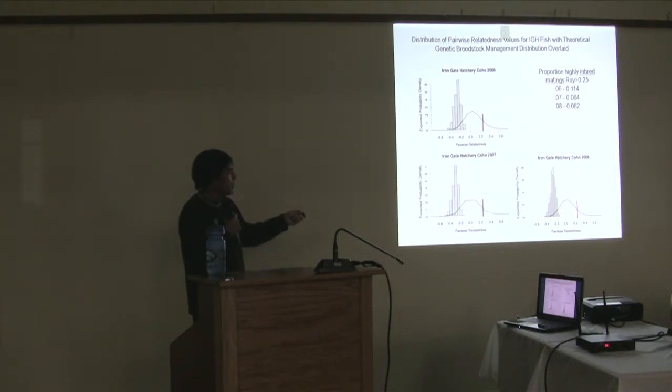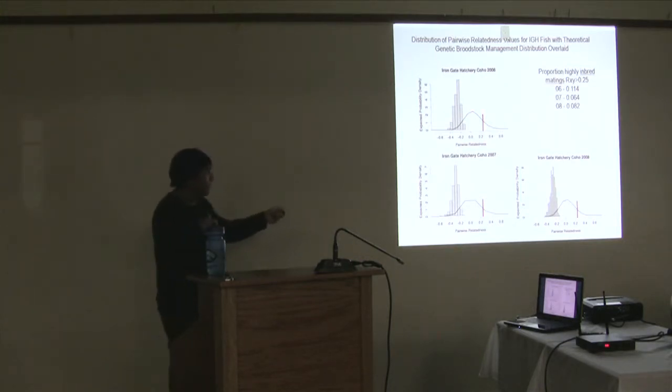Full siblings share half of their genes, or they have a 50% probability of sharing any gene identical by descent, and a relatedness coefficient of 0.5 is indicative of full siblings. 0.25 is indicative of half siblings.